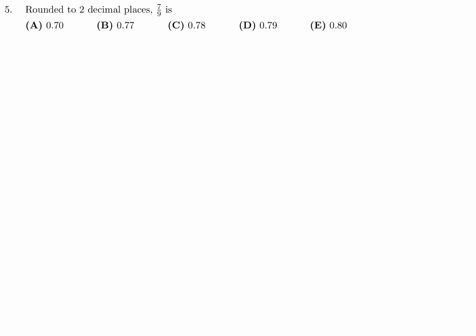Rounded to 2 decimal places, 7/9 is. On the Canadian math exams, calculators are allowed. If you do this in your calculator, you'll get 0.777, and it kind of keeps on going, right? And if you round it to 2 decimal places, it would be 0.78. So number 5, the answer is C.